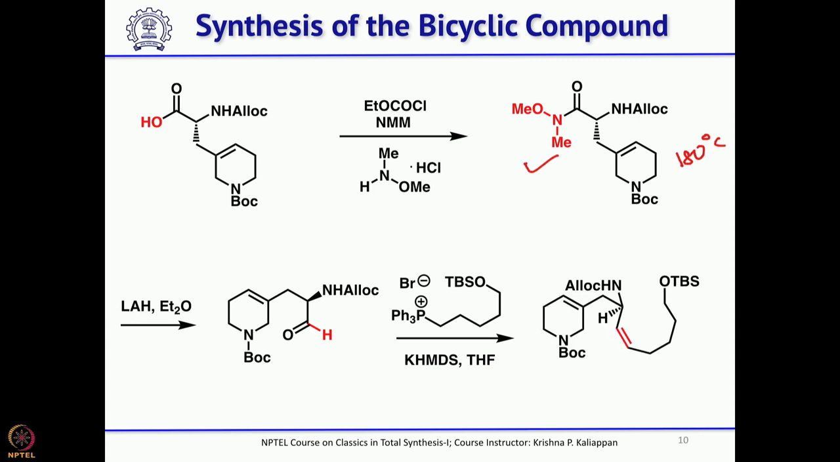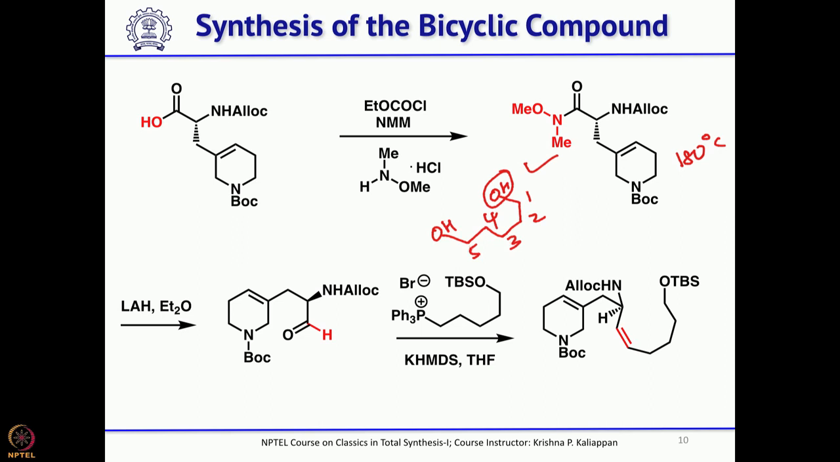So this Wittig reagent can be easily prepared from the corresponding diol. What is this diol? 1, 2, 3, 4, 5. Pentane diol. If you have pentane diol, you can selectively protect one of them as TBS ether. Then the other alcohol you convert into bromide and then make the Wittig salt. Then you do this Wittig reaction.